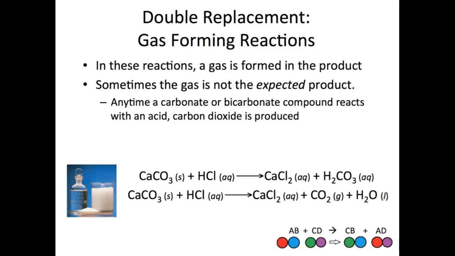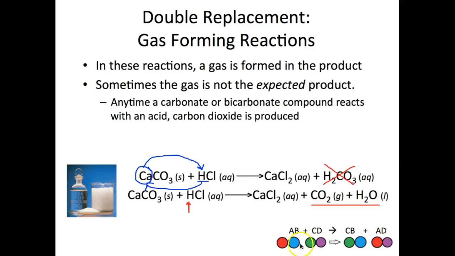The last one is gas forming. Now, in gas forming reactions, as it says, a gas is produced. Now, what's interesting is sometimes the gas is not the expected product. So here, notice that the calcium and the hydrogen will switch places. So the calcium ends up with the chlorine as we expect. The H ends up with the CO3. We should be forming H2CO3, but H2CO3 actually doesn't form. Instead, that decomposes or breaks down into CO2 and H2O. This is what we observe when we see vinegar and baking soda. Any carbonate or bicarbonate compound that combines with an acid, again, hydrogen and the cation, will always form CO2 gas. That's why this is considered a gas-forming compound.